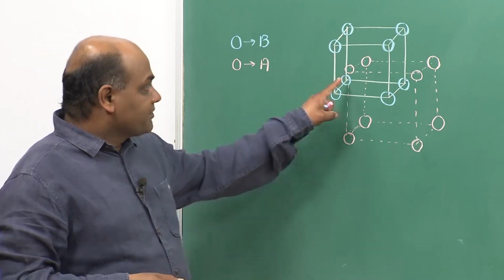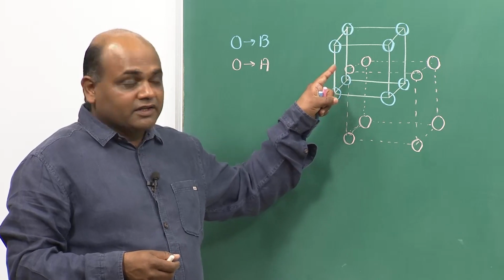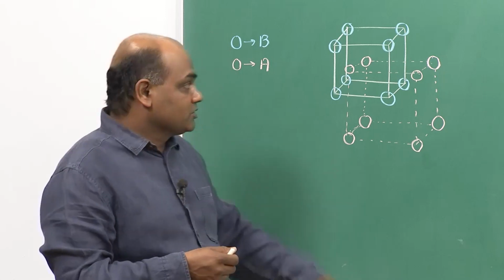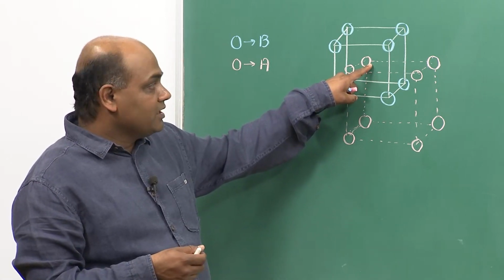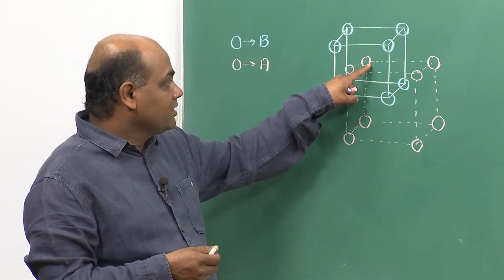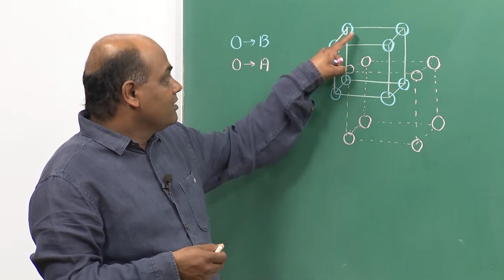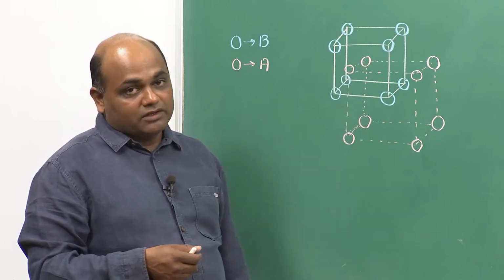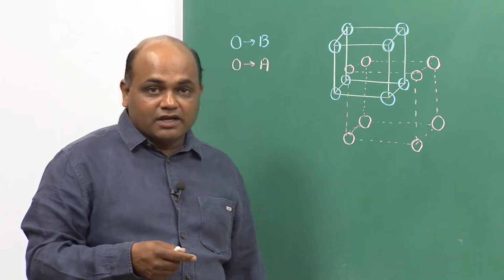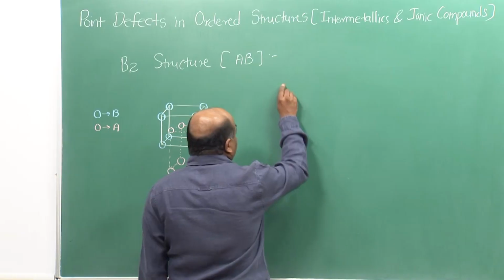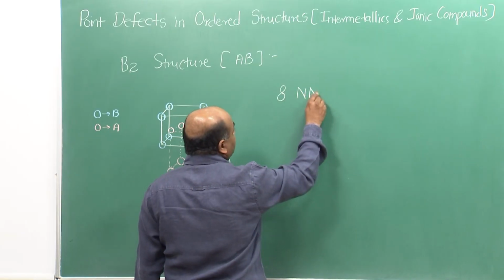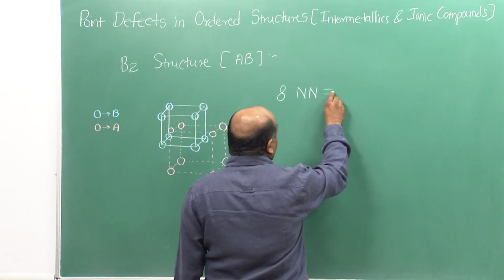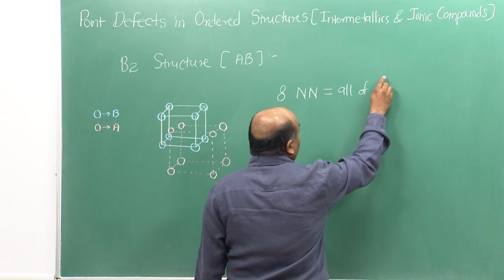You can see in B2 structure there are 8 nearest neighbors to any atom. So, if you consider this atom A located at the body center of this cube, you can see 8 B atoms at the corners which are the nearest neighbor of A. So, all the nearest neighbors are of different type. So, 8 nearest neighbor atoms, let us denote nearest neighbor as double N, all of different types.